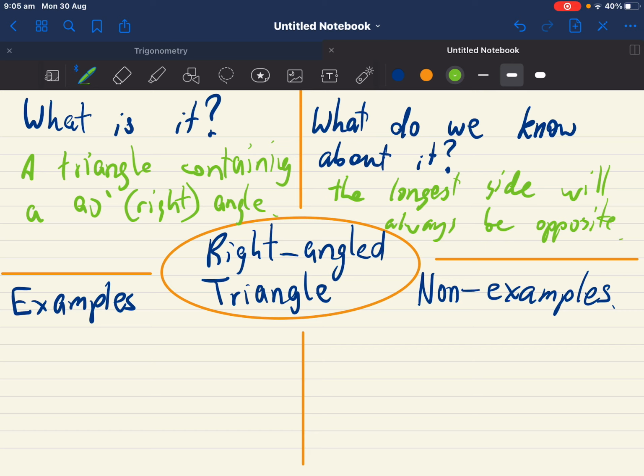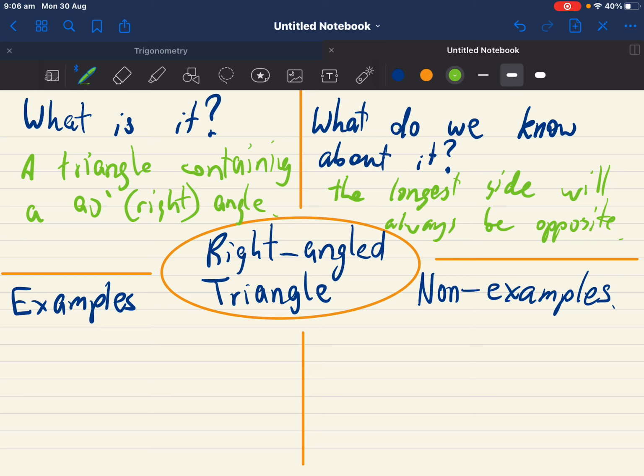There's lots of different things you could have written here. You could have written, what do we know about it? Well, it has a 90-degree angle. The other two angles would be less than 90, right? Because they would need to add up to 90 themselves. It's got three sides. There's lots of things we know about it. You just need to list one or two, really. I just listed the one that I thought was maybe most applicable to trigonometry.